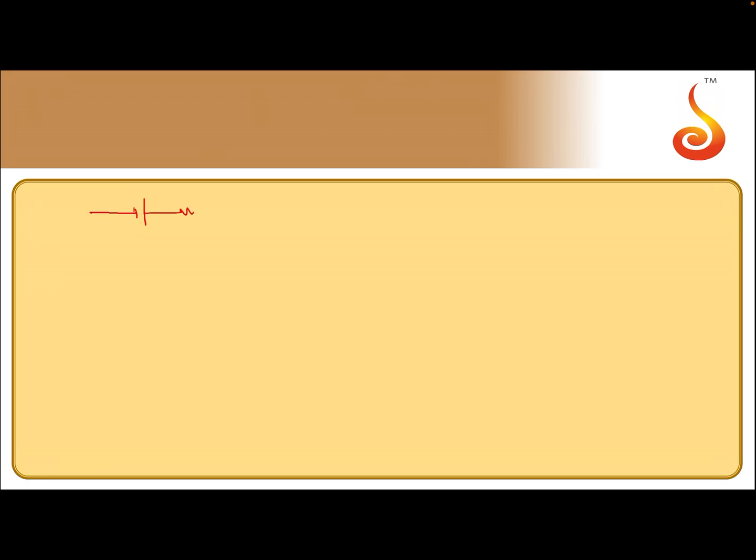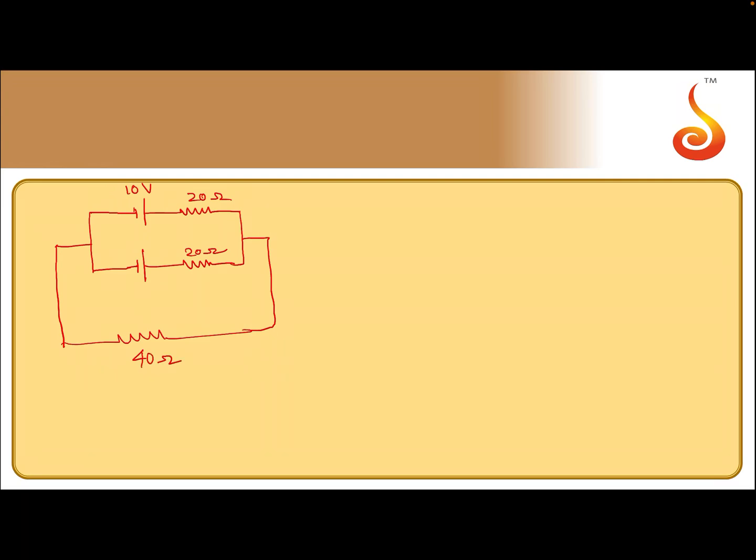So this is one battery with 20 ohm resistance. This is another battery with 20 ohm resistance. This is 10 volt. They are connected in parallel. Then there is a 40 ohm resistor. Now the effective EMF, both being in parallel, should be 10 volt. The effective internal resistance, with two 20 ohm in parallel, should be 10 ohm.